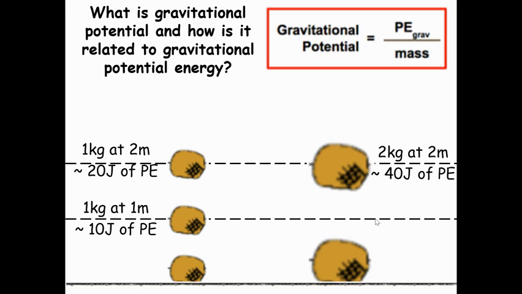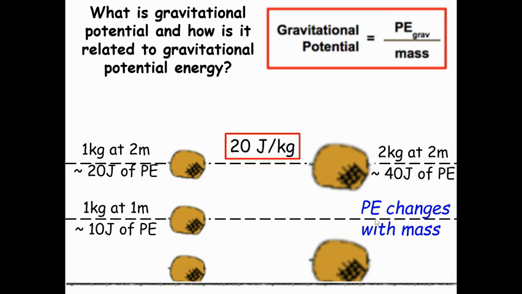Is there a way we can make this number the same? In other words, what value can we give them if they're at the same location, that they would have the same number value here regardless of their mass? Well, potential energy changes with mass. We can see that 20 joules is different than 40 joules. But if we were to take their potential energy and divide out the mass, we could say they both have 20 joules per kilogram of potential at this location.